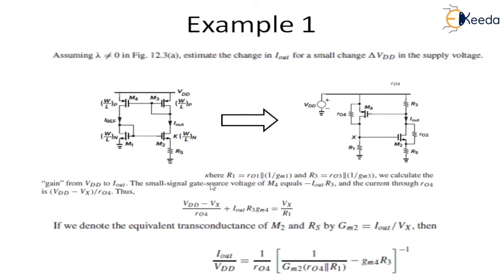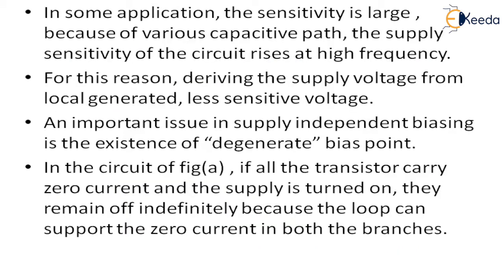Next, we will consider the degenerate points. As we have seen, in some applications the sensitivity is large because of various capacitive paths. The sensitivity of the output current to the supply rises at high frequency due to these capacitive paths. For this reason, we derive the supply voltage from a locally generated voltage that is less sensitive, as it will not rise at higher frequency.